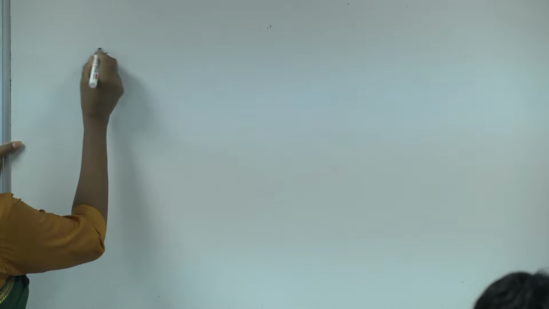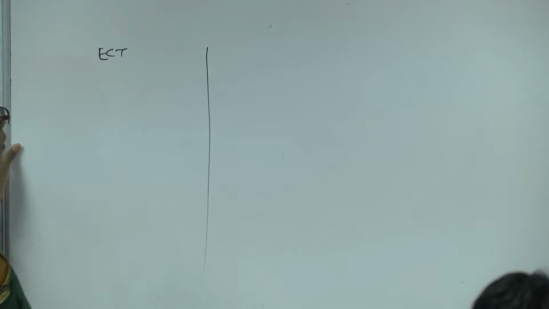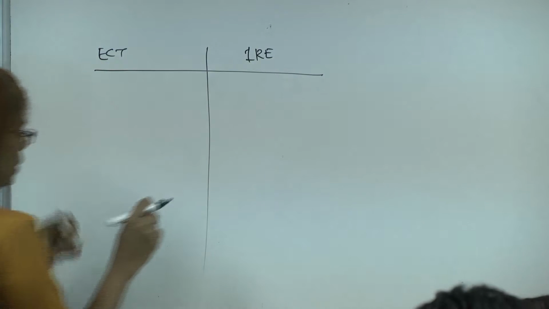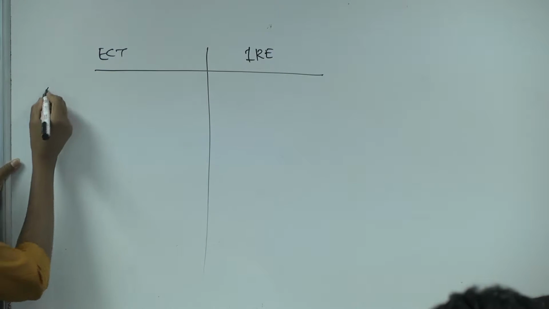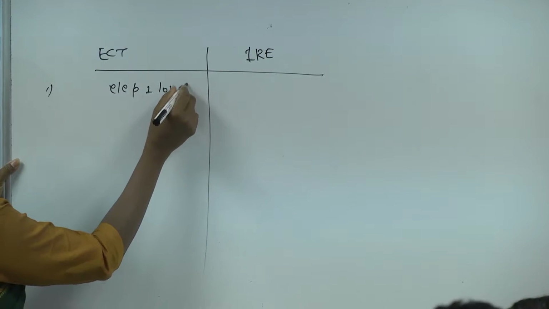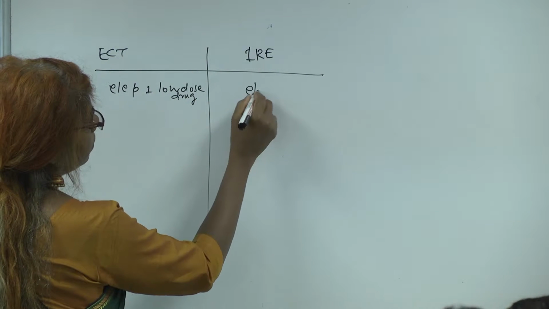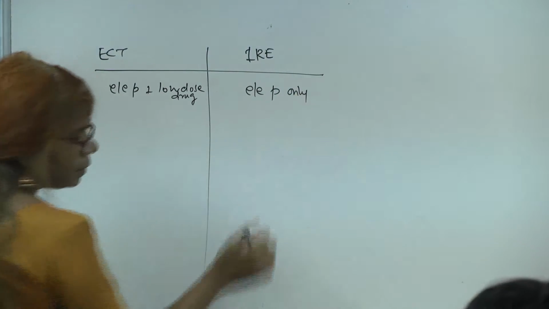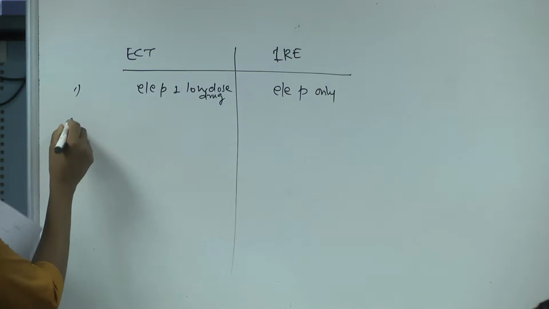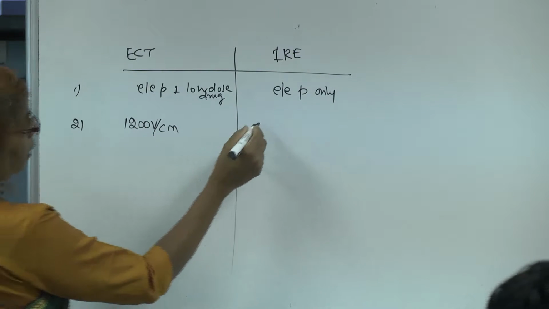So ECT versus IRE. Whenever I say compare and contrast, draw the table. Okay, first comes the mechanism. ECT is electrical pulses plus low dose drug. Here only, okay, because I have 7 points. Second, what is the magnitude? Here.